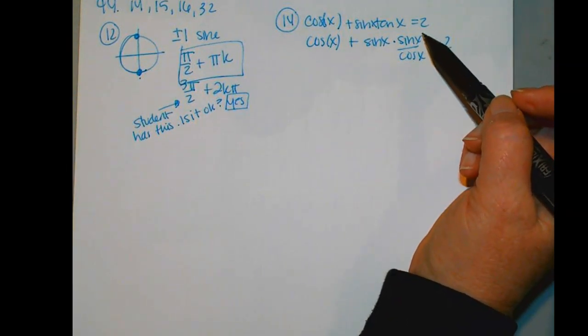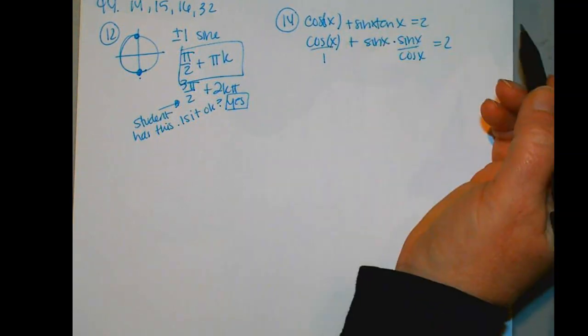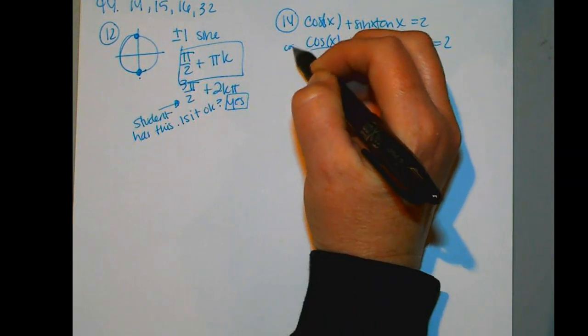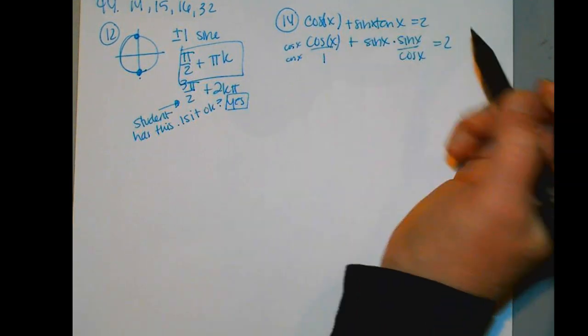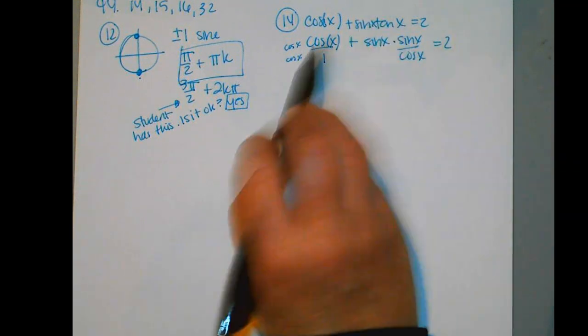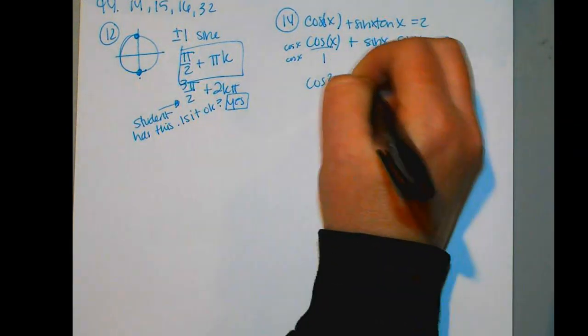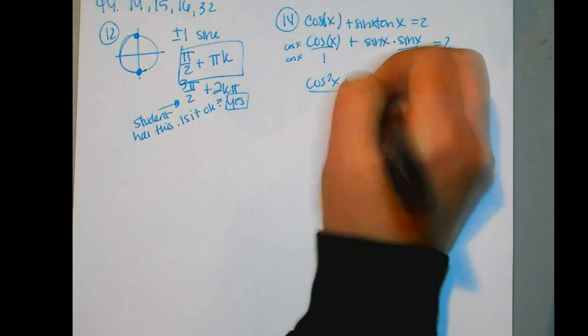So what I need to do is make this into the same denominator. Right now it's over 1. And that means I'm going to multiply it by cosine over cosine. So then the next step, I can sort of put it all together. Is everybody on the same page there? Okay, so now I've got this one over cosine, this one over cosine. I'm going to write it as cosine squared x plus sine squared x all over cosine of x.